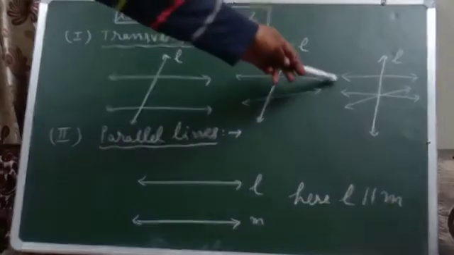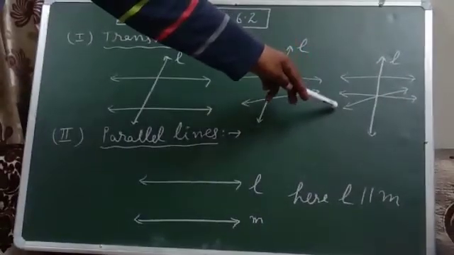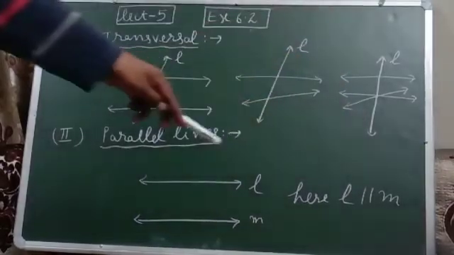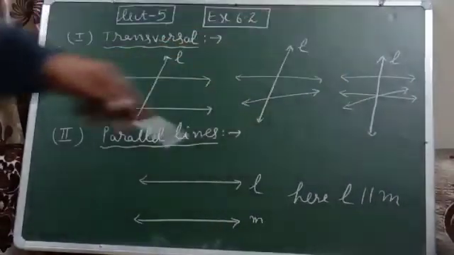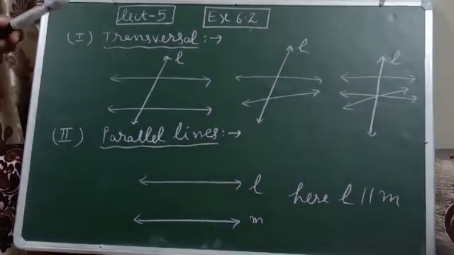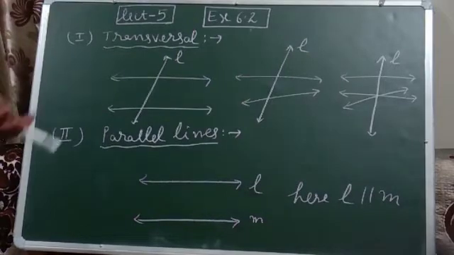If you see here, we have three lines. This is the first line, this is the second line, this is the third line. Now these three lines are intersected by line L at only 2 points. This is the first point, this is the second point. So this is not a transversal. Again I am revising the definition. A transversal is a line which intersects different lines at different points.